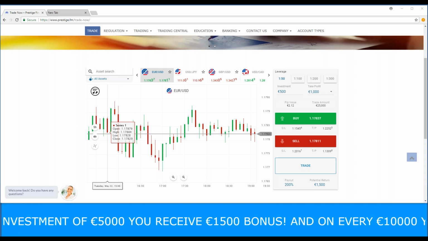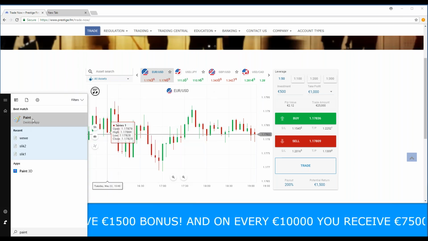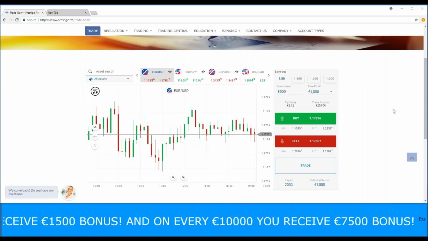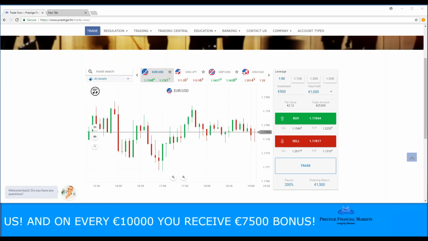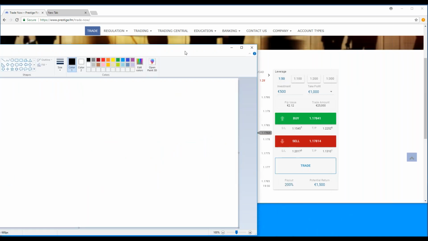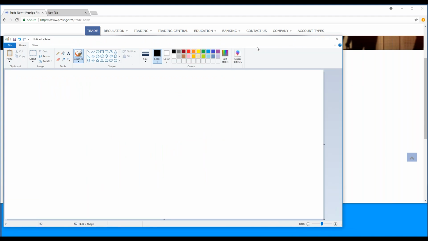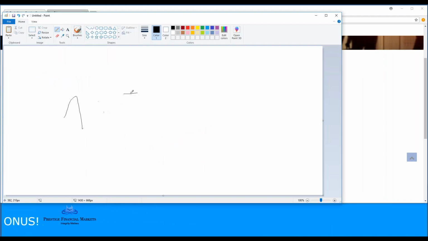So I will use paint here to draw things, and I will use a calculator so you can understand these things more easily. Let's say we are using leverage 1 to 50. I will draw here 1 to 50. What that means, we can go to the calculator.